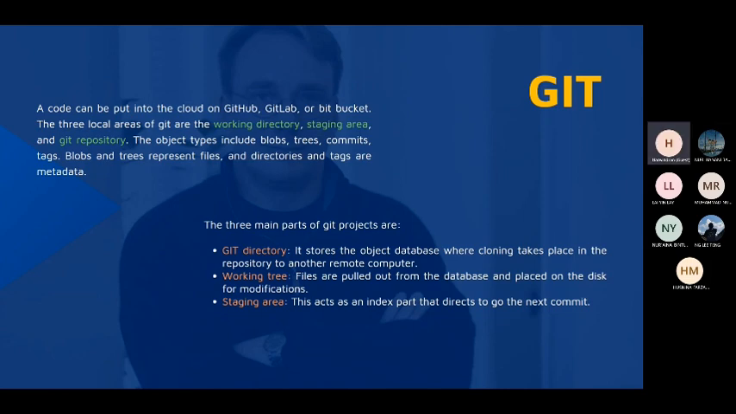Git has three main parts. The Git directory stores the object database, where cloning takes place from the repository to other remote computers. The working tree: these files are pulled out from the database and placed on disk. The staging area acts as an index that directs what goes into the next commit. These are the three main parts in a Git project.